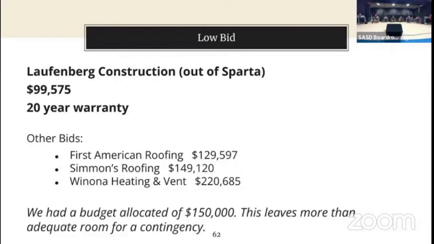We are excited that a local contractor right out of Sparta was the lowest bidder and a decent amount under budget, which we also feel good about because that roof is pretty old. So we have some room for contingency should we need to replace some plywood or something like that as well. Laufenberg is also being gracious enough to go through some additional certification to extend the warranty on the roof beyond the manufacturer's 10 years. So there's a special program available there. So we will get a 20-year warranty on the roof as well. So we would recommend going with Laufenberg out of Sparta.